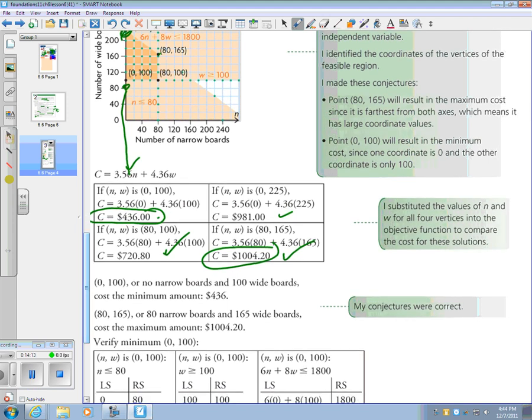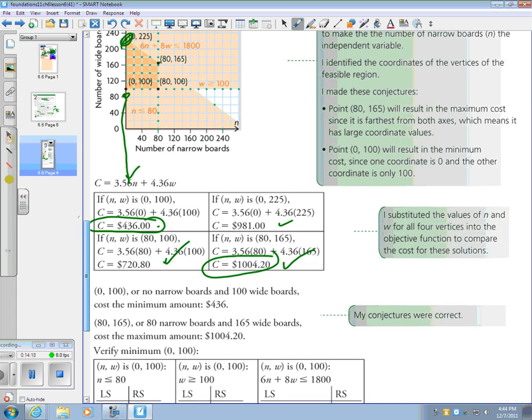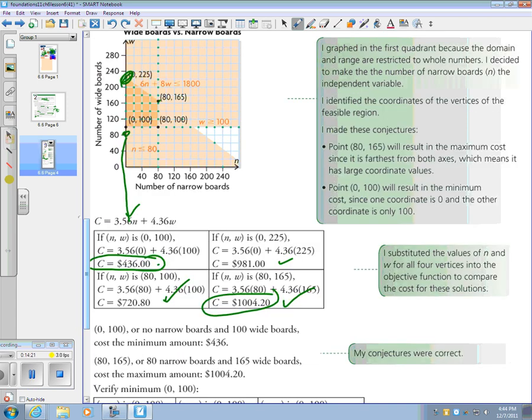And they had a couple conjectures. They said that this top one right here is going to be the maximum, and this one was going to be the littlest, because it's the farthest from both axes, which means it has the largest coordinate values, so we're going to put in the biggest numbers here and here. And this one they thought would be the smallest because we're going to put a 0 in right there. That was their conjecture. Their conjecture was correct. Good conjecturing. So here is the minimum, here is the maximum.